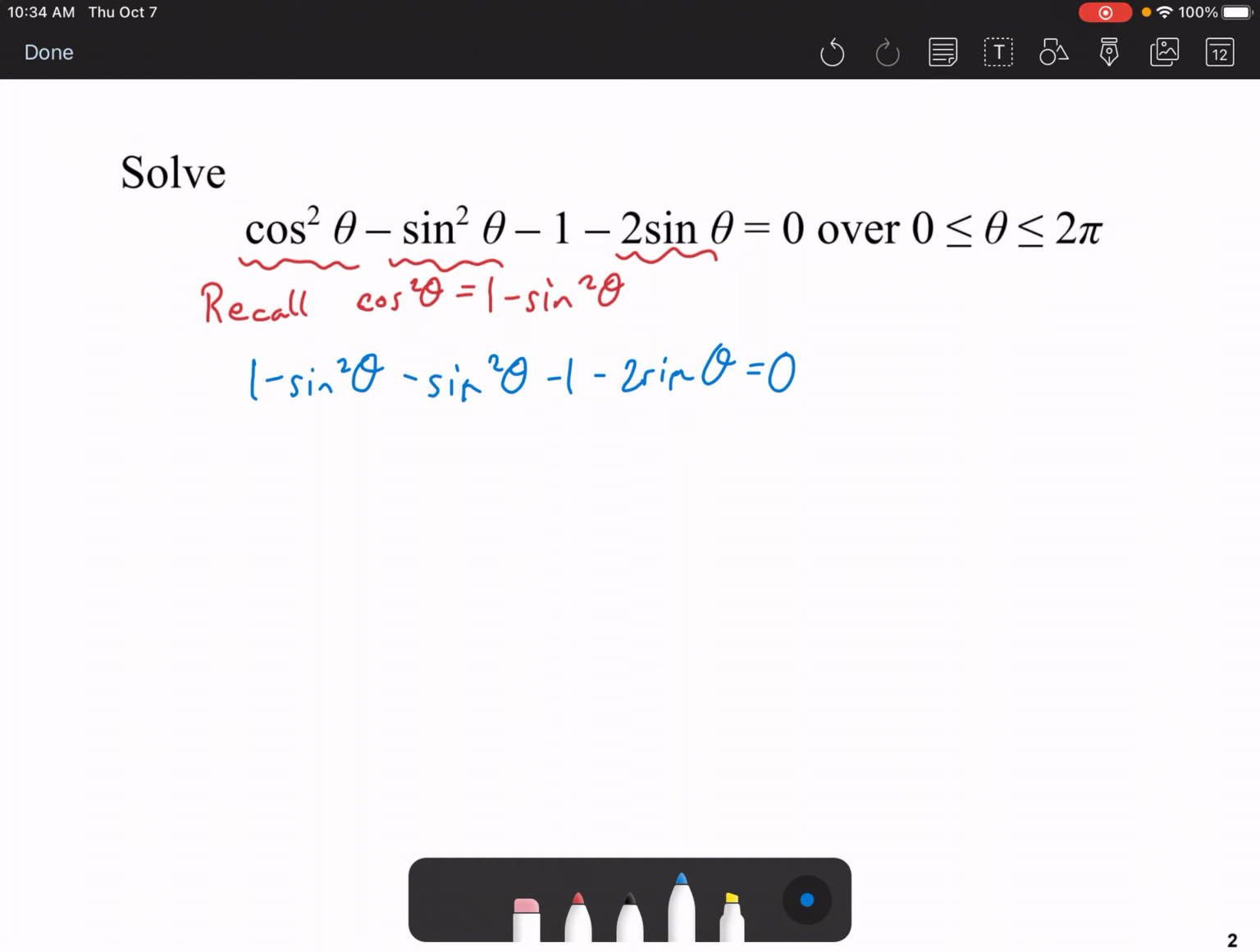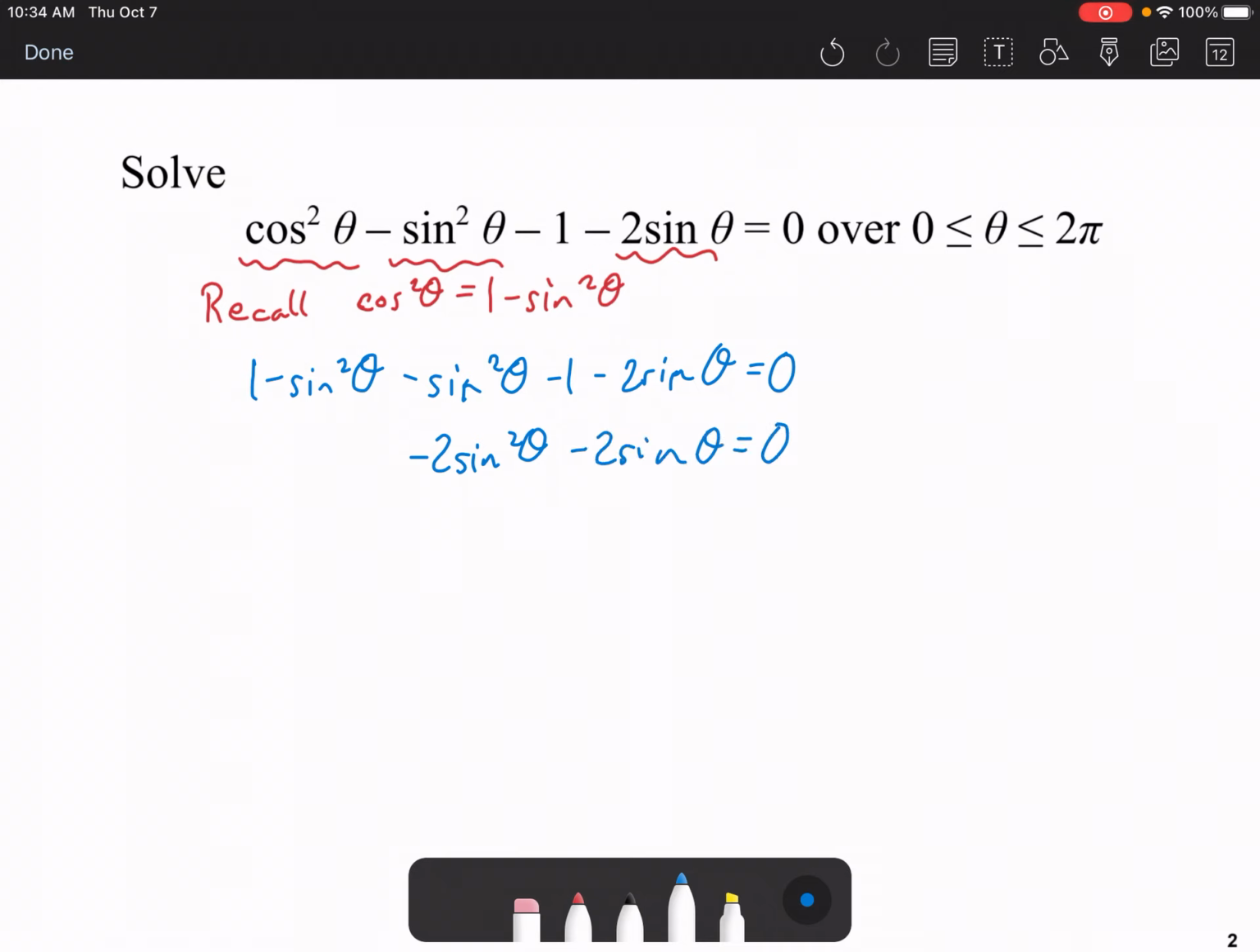And now we're going to gather terms and simplify. So I got negative 2 sine squared theta minus 2 sine theta is equal to 0. You'll notice that here there is no constant left, so that minus 1 and the plus 1 cancel out.